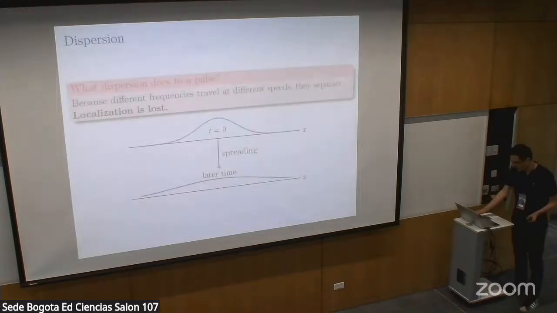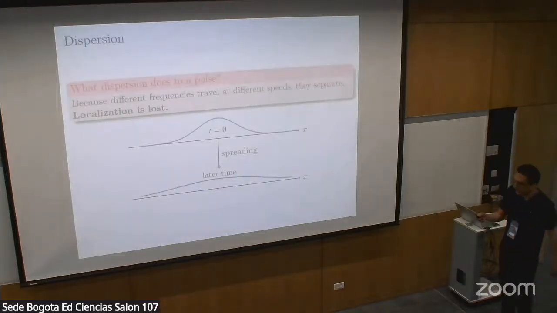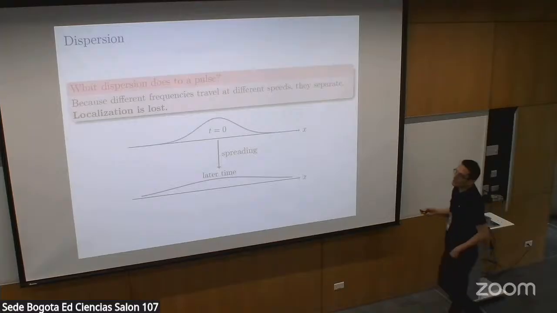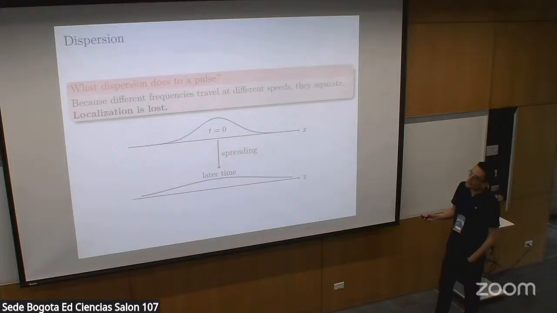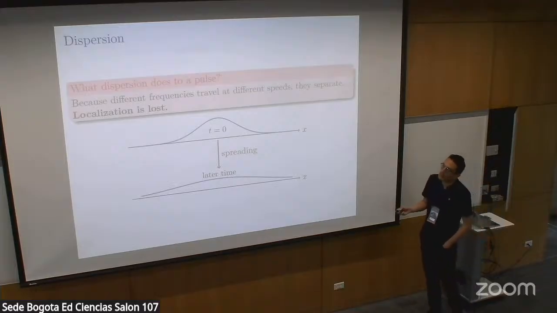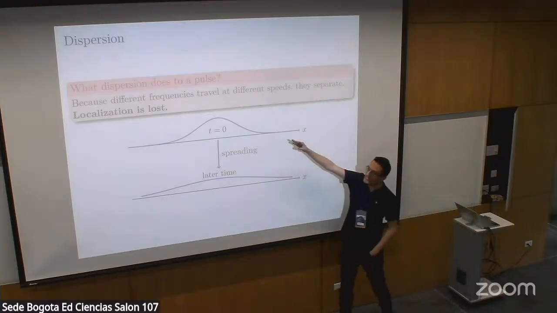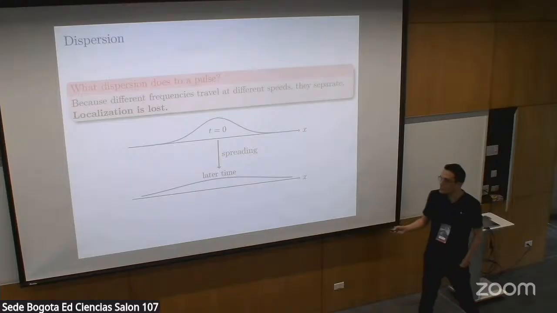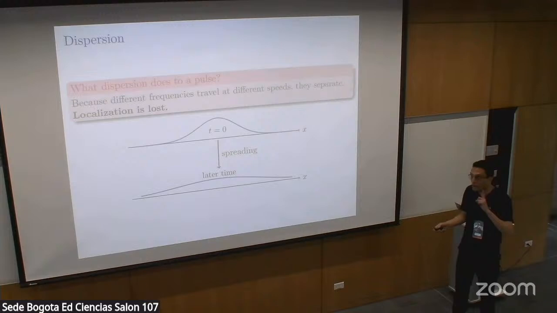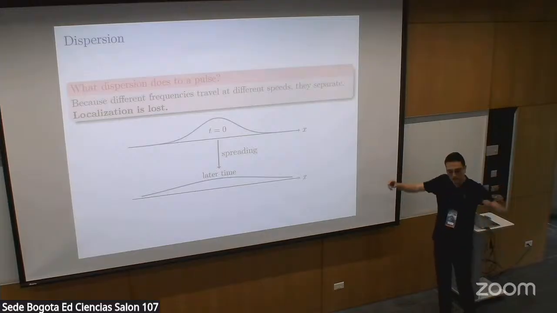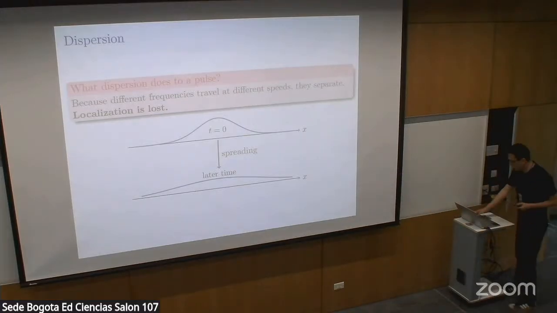Honestly, it's not that easy to understand, so what I'm trying to say is the following: what dispersion is doing to your wave. Since different frequencies travel at different speeds, they are separated, and the localization is lost. You start with really localized data, and dispersion spreads the solution. It's not disappearing, so don't confuse it with dissipation effects. This is just spreading out the solution. With the next slide, I'll try to explain it better.